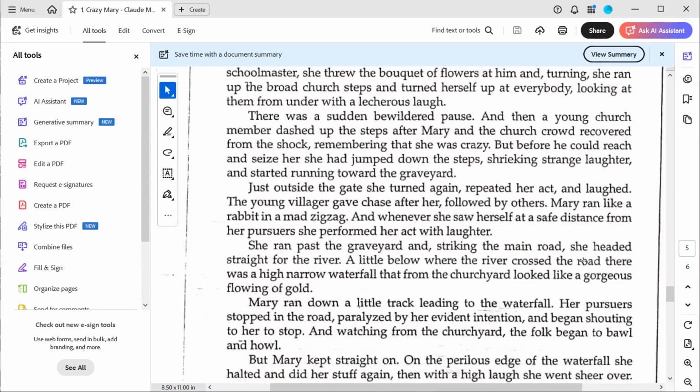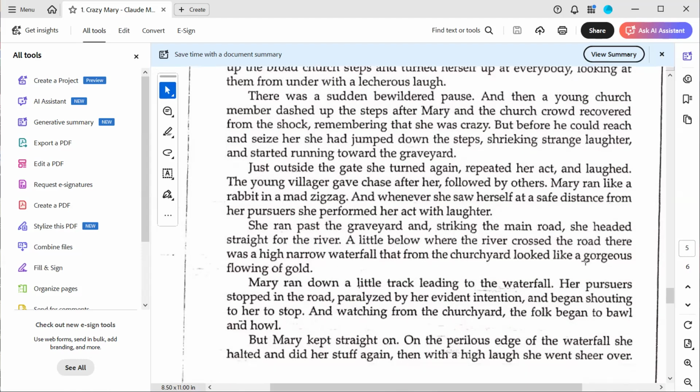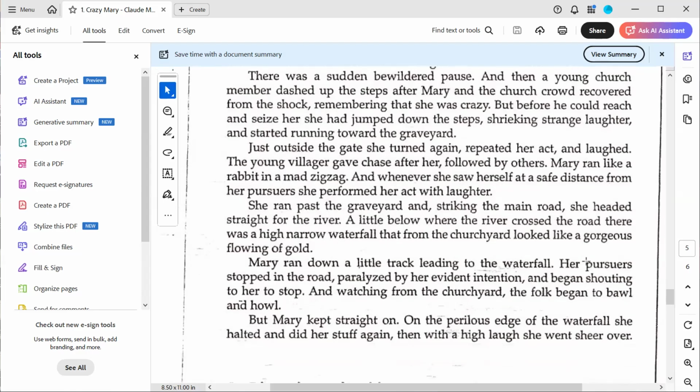Just outside the gate, she turned again, repeated her act, and laughed. The young villager gave chase after her, followed by others. Mary ran like a rabbit in a mad zigzag, and whenever she saw herself at a safe distance from her pursuers, she performed her act with laughter. She ran past the graveyard, and striking the main road, she headed straight for the river.